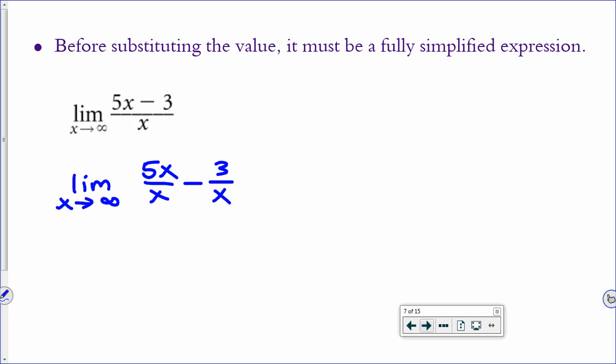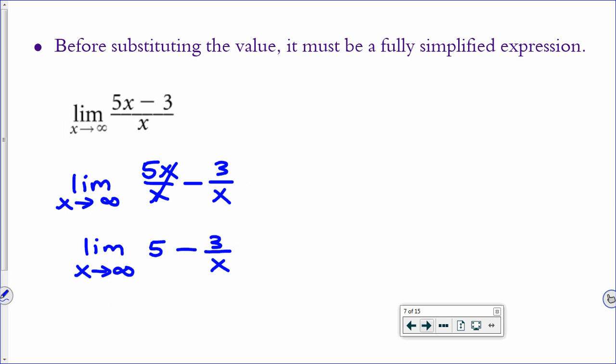So when you're looking at an algebraic fraction, see if you can simplify it first. Because it's just over a monomial x, I can separate it this way. And this one simplifies nicely to just 5. So now I'm looking for the limit as x approaches infinity of 5 minus 3 over x.